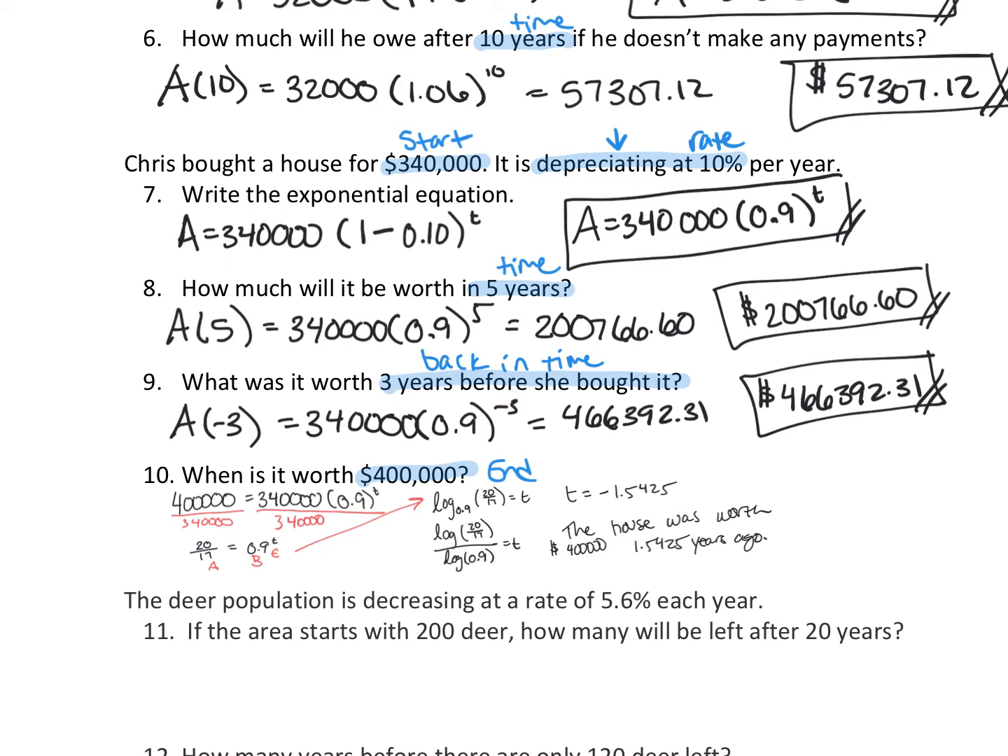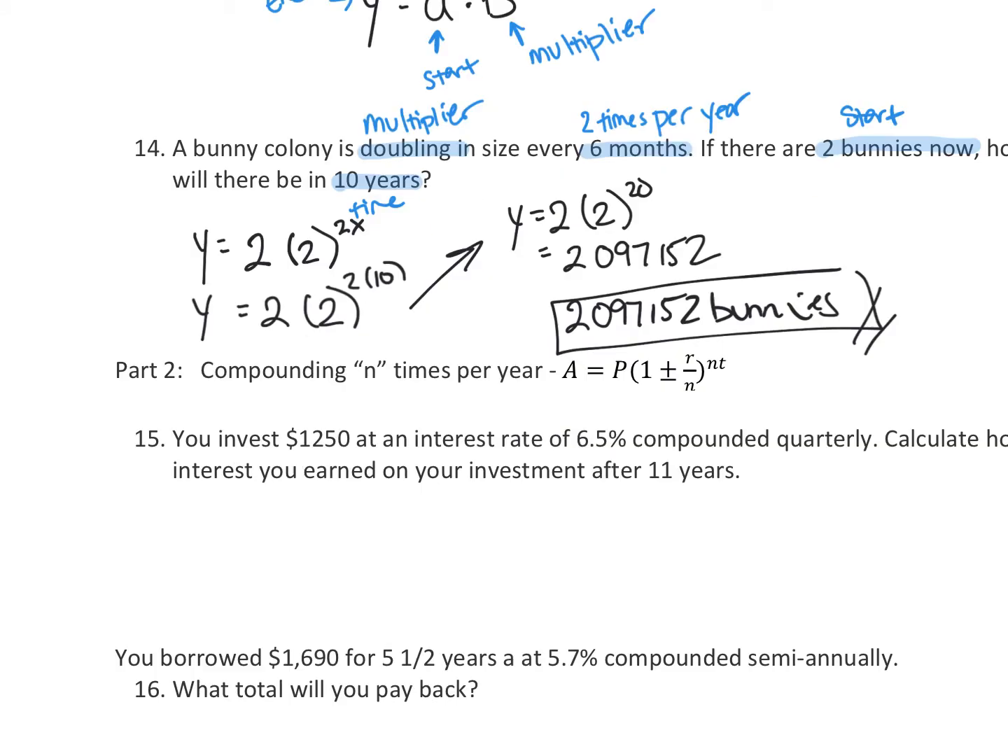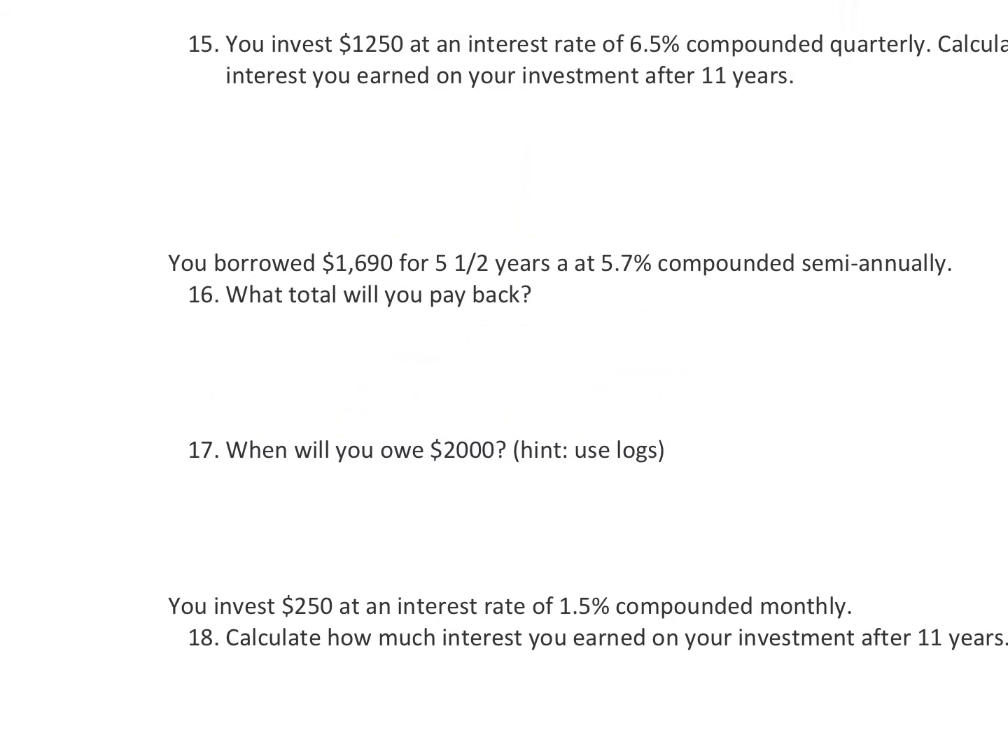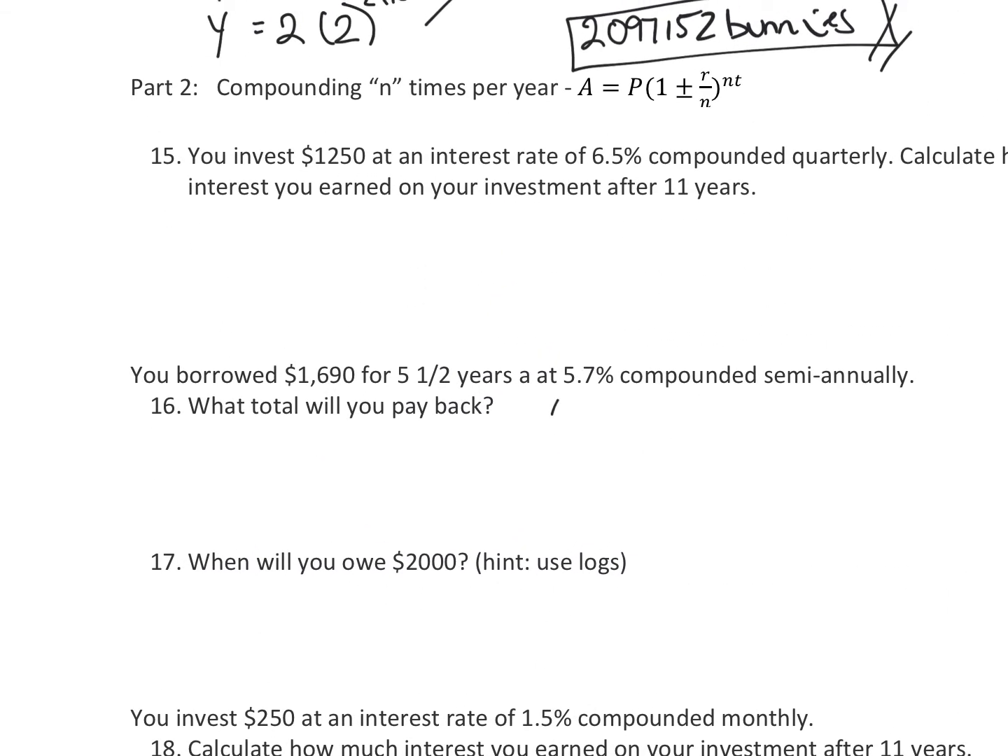So that's what happens if something is compounding yearly. But what if it's compounding more often than that? Well, let's take a look at just two more problems. We went right past it. Part 2. Part 2 says that we're compounding, quote unquote, n times per year. So you may be compounding semi-annually, which is twice per year. You may be compounding quarterly, which is 4 times per year. Or you may be compounding monthly, which is 12 times per year.